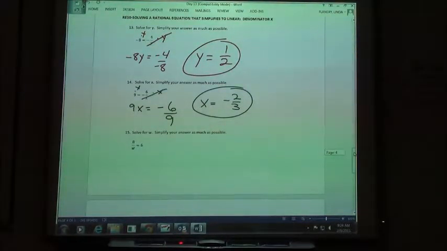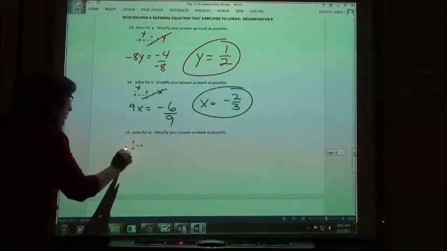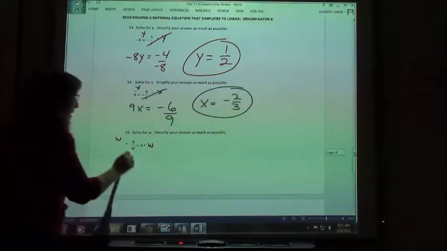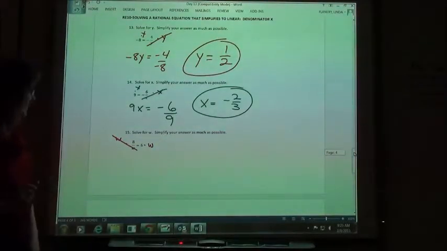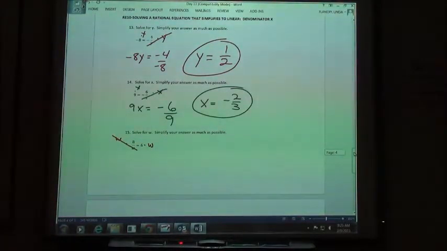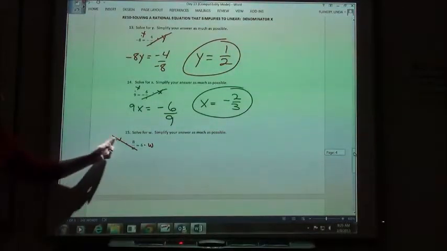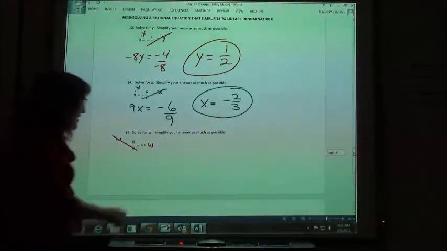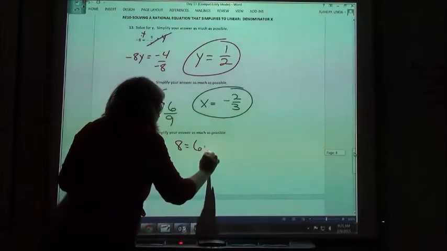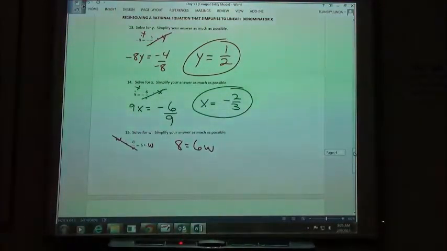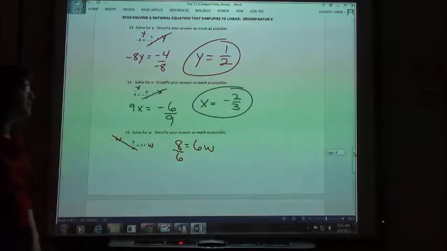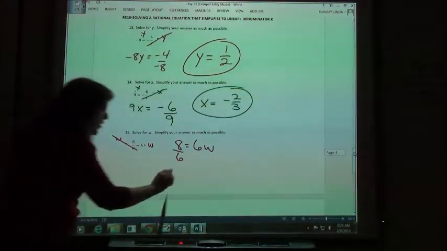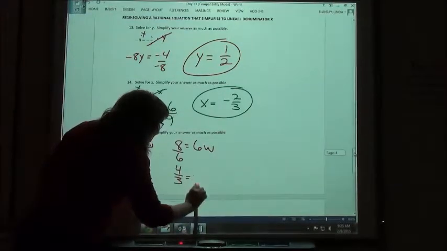And number 15, if I want to solve that one, multiply by the w. And I would get 8 equals 6w, right? The w's are going to cancel out on the 8 side. So 8 equals 6w, and to solve it I would divide by the 6, and so my answer is going to be 4/3 equals my w.